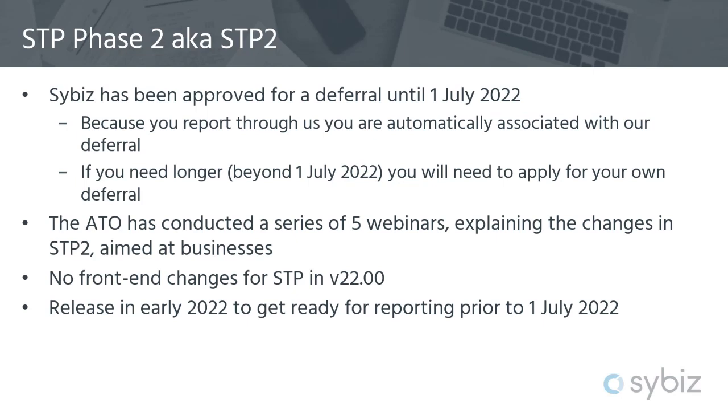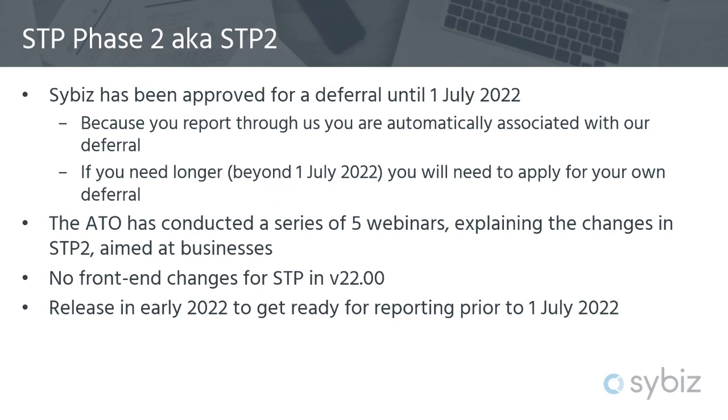And initially the ATO came out of the box and basically said, oh, STP2, nothing to see here, not much is changing. And that miffed us a bit as software developers, because there is quite a bit to consider. So, just on that point, the ATO has recently conducted a series of 5 webinars. I think the total time was around 6.5, 7 hours, explaining the changes. And these webinars were aimed at businesses.